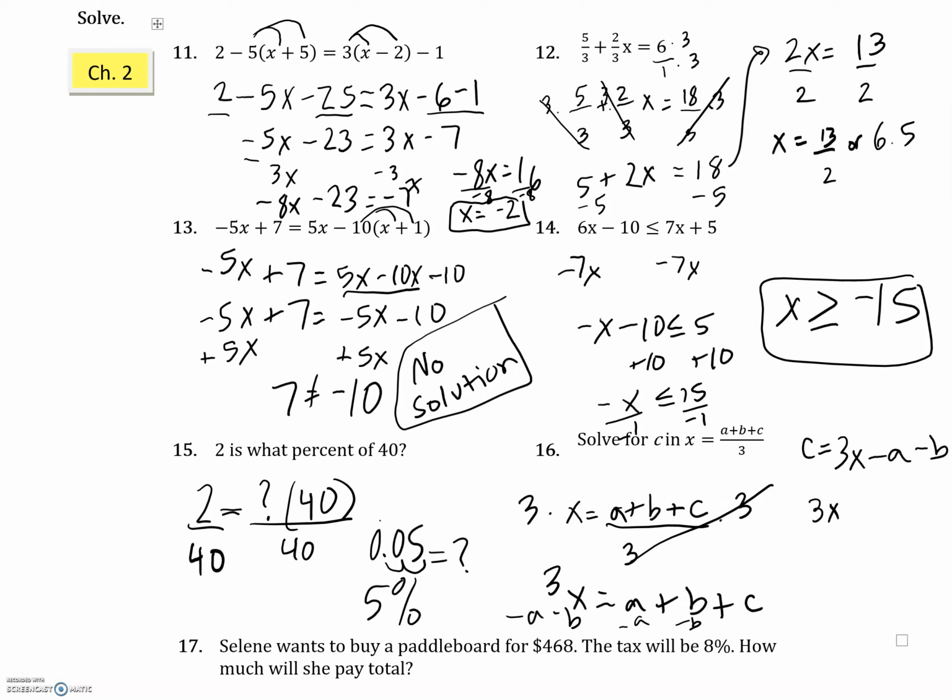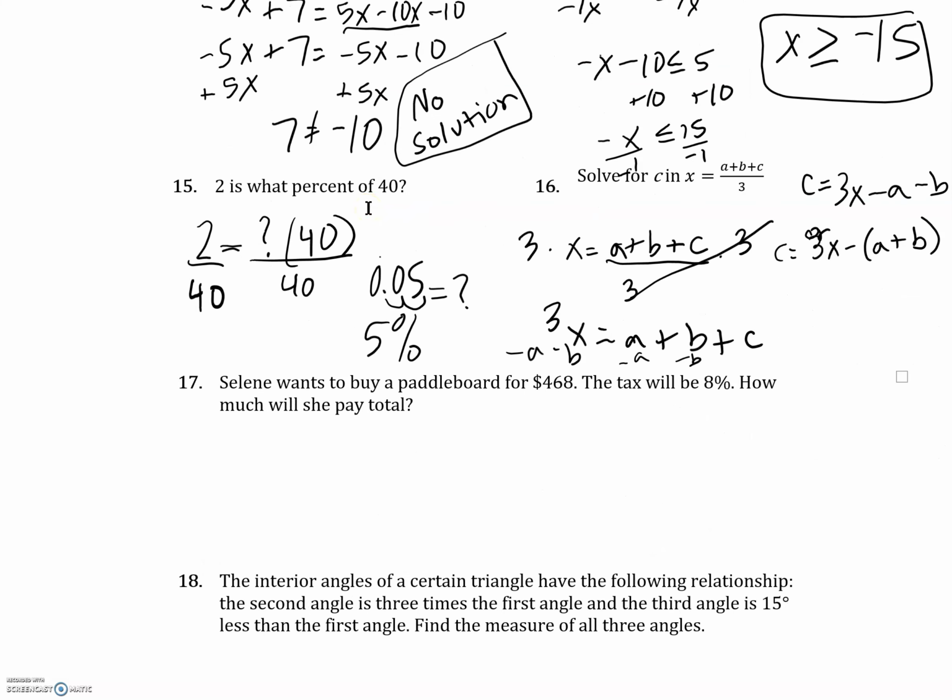Another way you could write that is if you put them over at the same time, the A and the B, either one of those would be correct. You can write it either way. Let's go ahead and scroll down. We have our 2 word problems down here at the bottom.